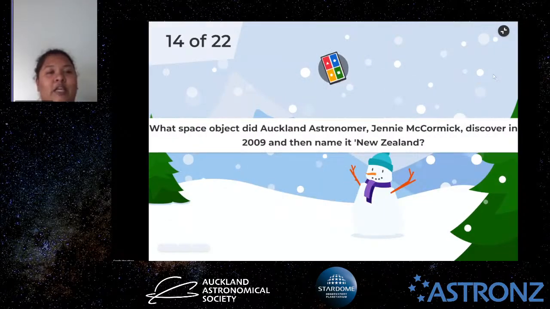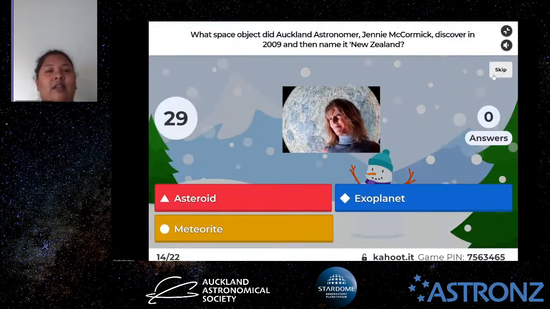We're on question 14. What object did Auckland astronomer Jenny McCormick discover in 2009 and then name New Zealand? She's discovered a few things, so we're particularly just looking for the thing she discovered in 2009.